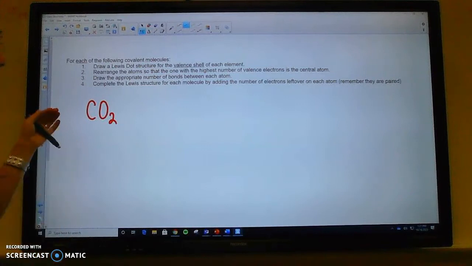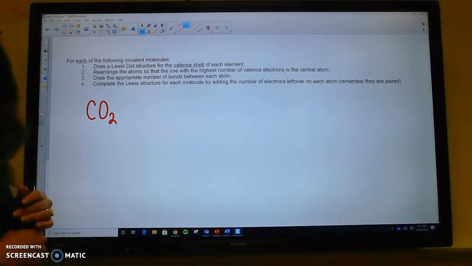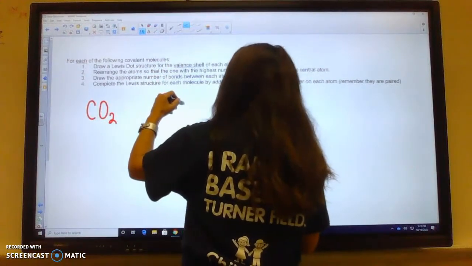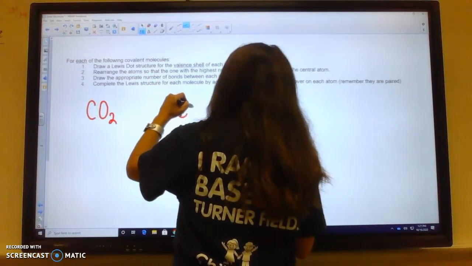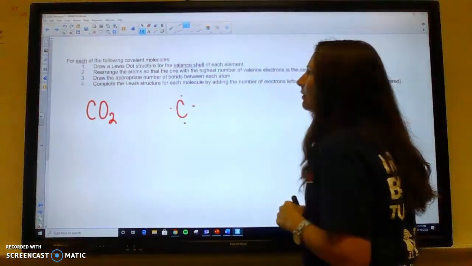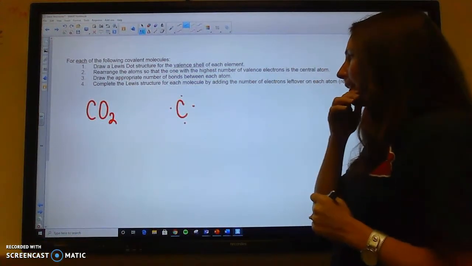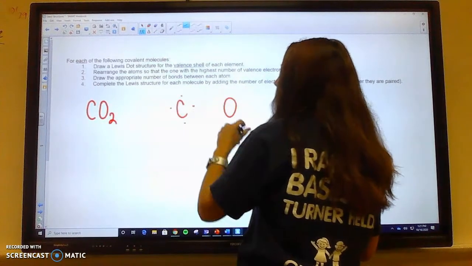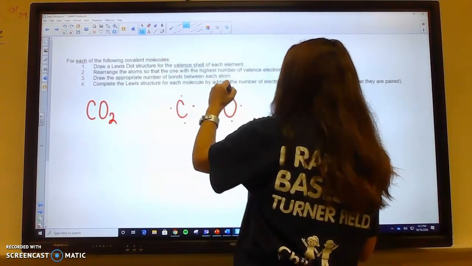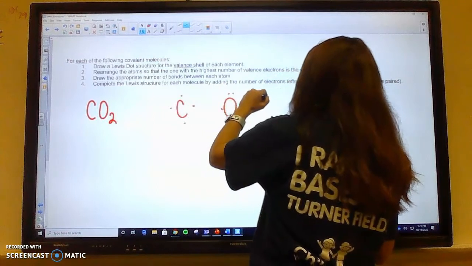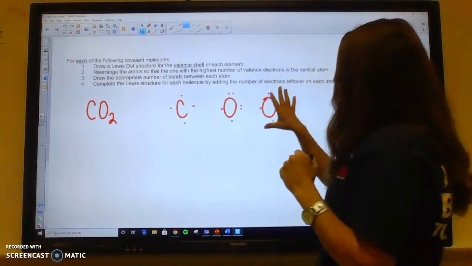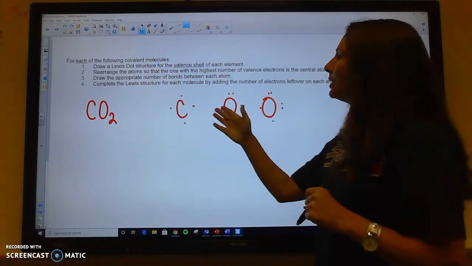So carbon dioxide, we're going to do the Lewis dot structure for each one. So how many valence electrons does carbon have? Well, it has 4 valence electrons, okay? And then we have oxygen. Each oxygen has how many valence electrons? 6, okay? So 6 valence electrons for the oxygens.